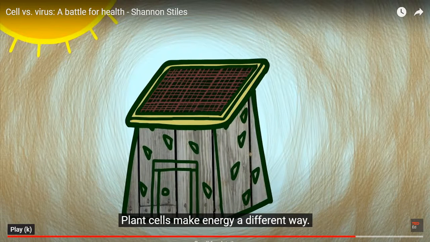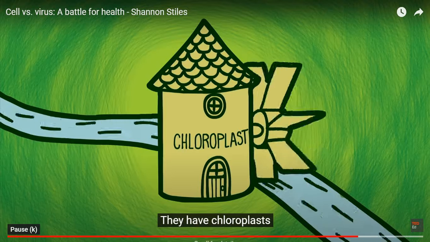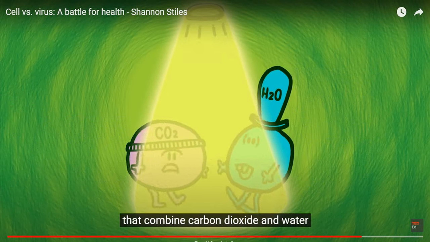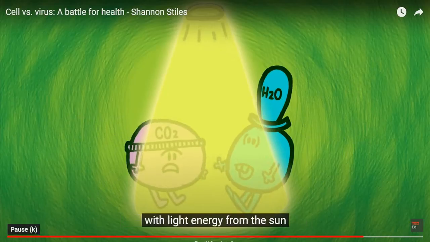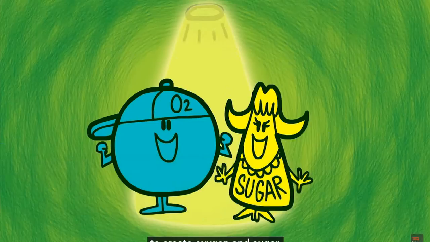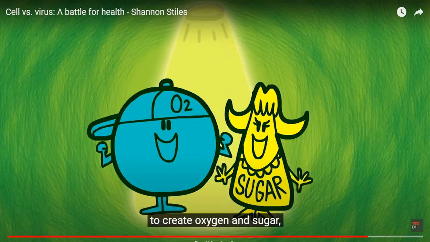Plant cells make energy a different way. They have chloroplasts that combine carbon dioxide and water with light energy from the sun to create oxygen and sugar, a form of chemical energy.